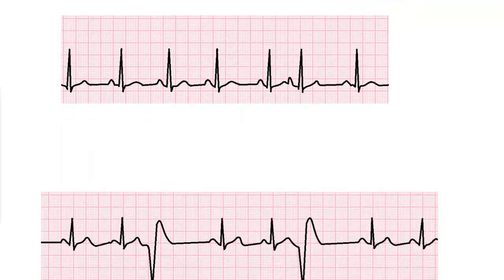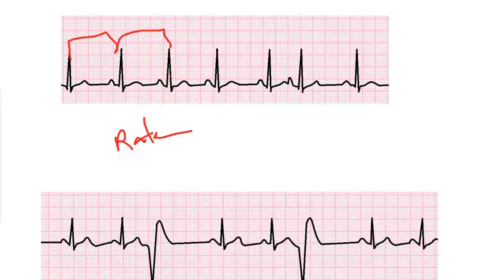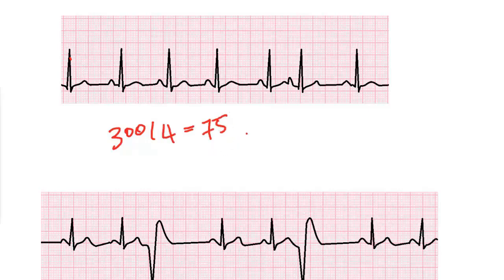All right, next, what do we have here? So like I said, first we start with the rate, rhythm, and so on. What's the rate in this patient? So how many boxes away? We can see 1, 2, 3, about 4 boxes is each heart rate away. So 300 divided by 4 is equal to 75 beats per minute. Normal is 60 to 100. So this patient has a normal heart rate.